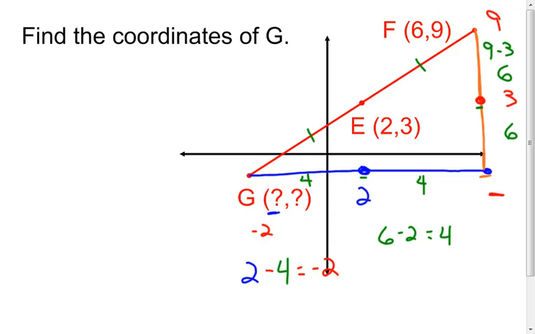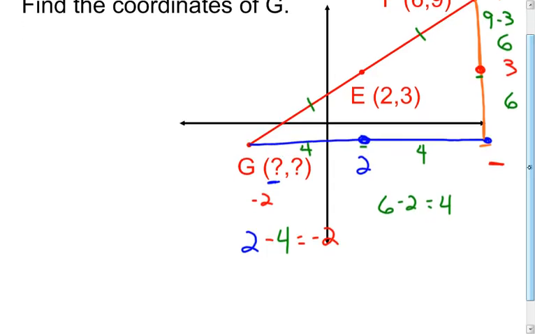And now I can slide this down a little bit. I'm going to take the 3 and subtract this 6, which is going to put me at negative 3. So that's the y value at negative 3, which is the same as the y value at G. So according to what I came up with, point G should be at negative 2, negative 3.